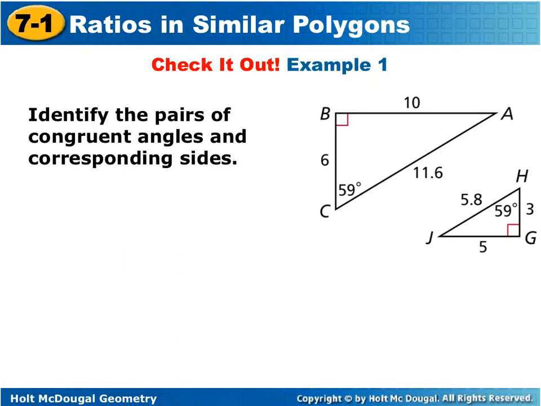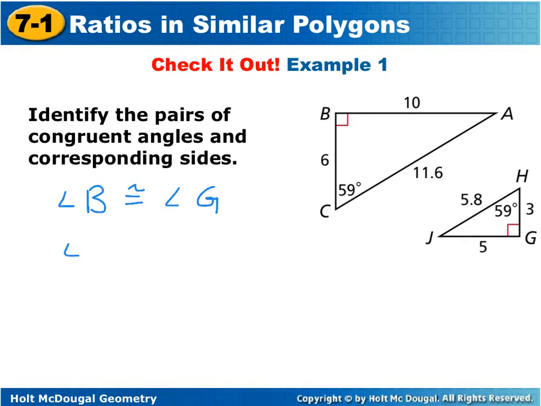Okay, identify the pairs of congruent angles and corresponding sides. We're doing the same thing here. Where do we start? Let's start with the angles first. What's one pair of congruent angles? B and G. Perfect, because those are both 90 degrees. So angle B is congruent to angle G.